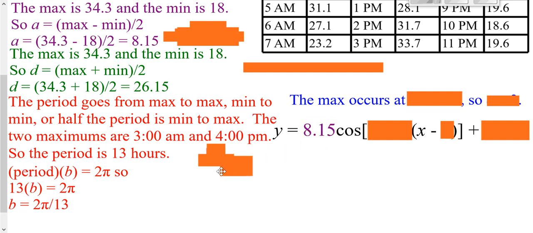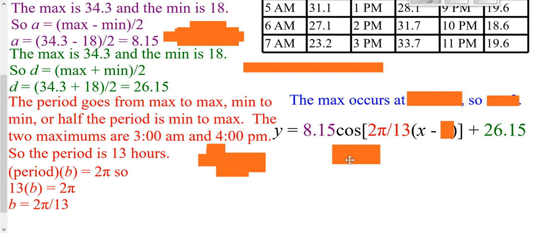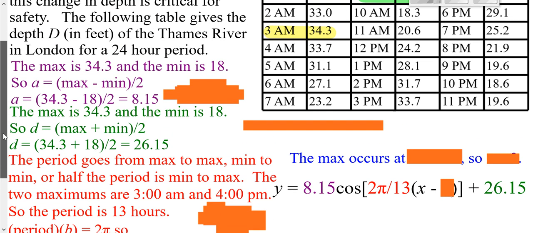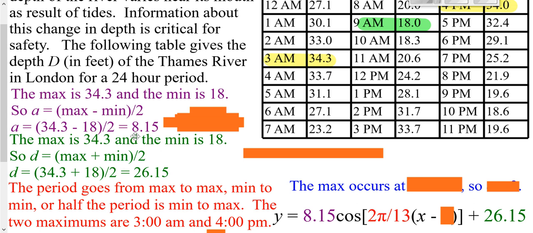So we plug in our A value, we plug in our B value, we plug in our D value. Now here, our C value is still when the max occurs. Our maximum is occurring at 3 in the morning. 3 in the morning is 3 hours after midnight, so C is 3.